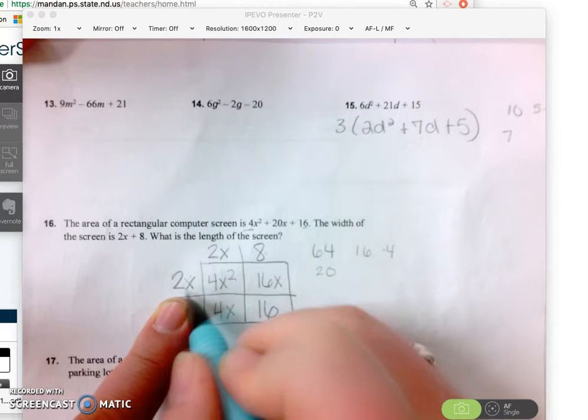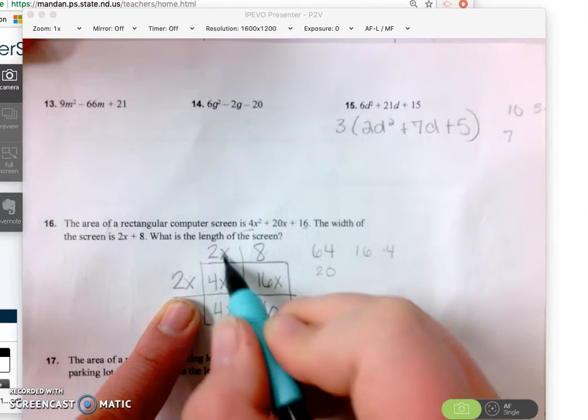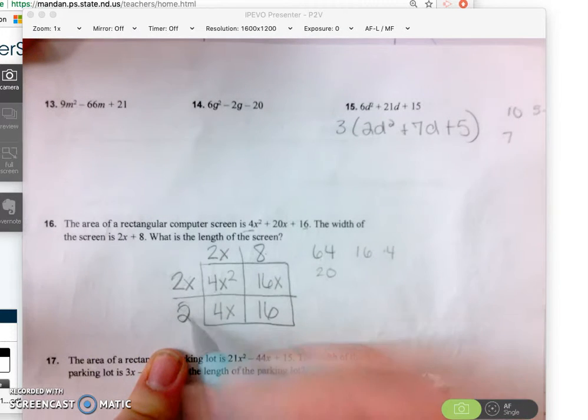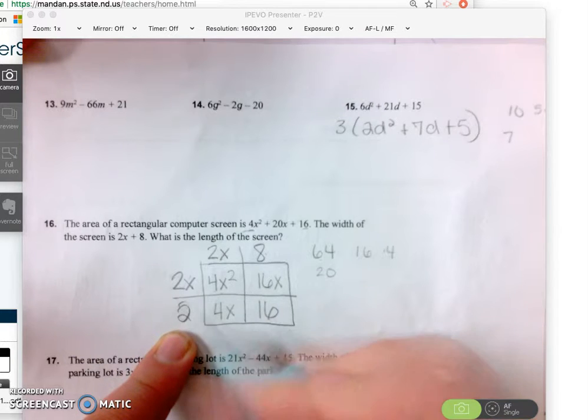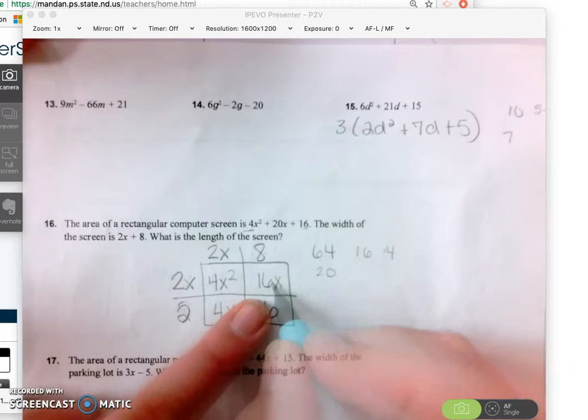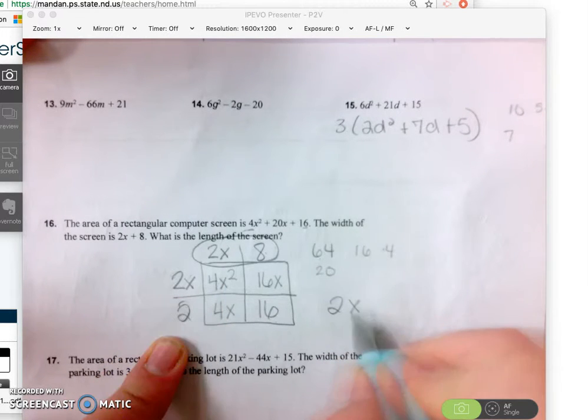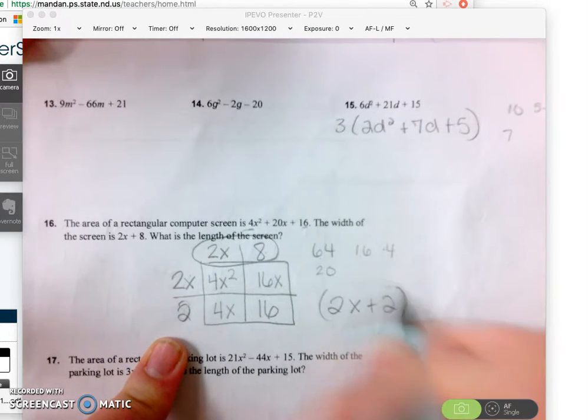So 2x times 2x is 4x squared. 2x times what equals 4x? So 2x plus 2, or 2x times 2. 8 times 2 is 16. So I can check them all. So this is the one length. This 2x plus 2 is my other side length.